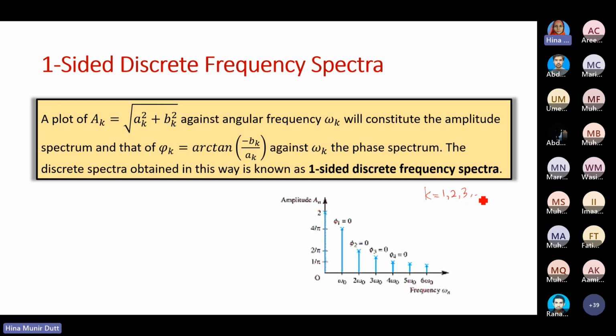Why is it one-sided? Because here, for the compact form, the values of k are 1, 2, 3 and so on. So omega k is equal to k omega, that is omega 1 is equal to omega, omega 2 is equal to 2 omega, omega 3 is equal to 3 omega. So omega lies only on the positive side, this positive multiple of the frequency is also positive. So this lies on one side of the x-axis, this is my omega k, and this is the amplitude. That's why this is one-sided.